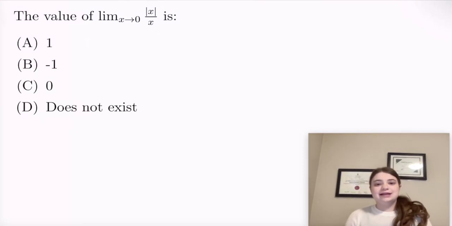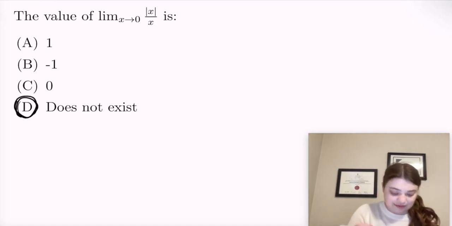All right, so the next one asks us to find the value of the limit as x approaches 0 of the absolute value of x over x. Okay, so here's the thing. Absolute value of x is essentially a piecewise function where f of x is equal to x whenever x is positive or 0, and it is the negative of the original value in the event that we have a value less than 0. And so what happens here? If I plug in 0 directly, we would get 0 over 0, which makes me think maybe it does not exist. And that actually is the correct answer. It is D in this case.